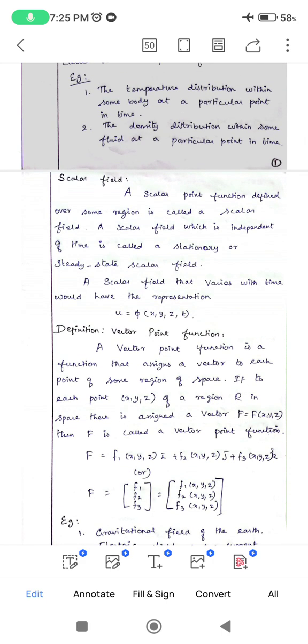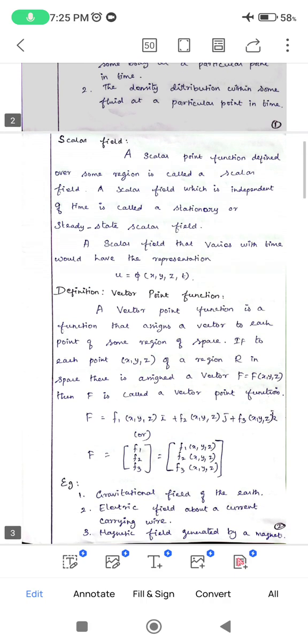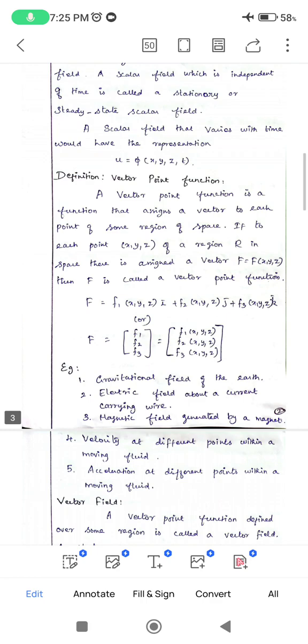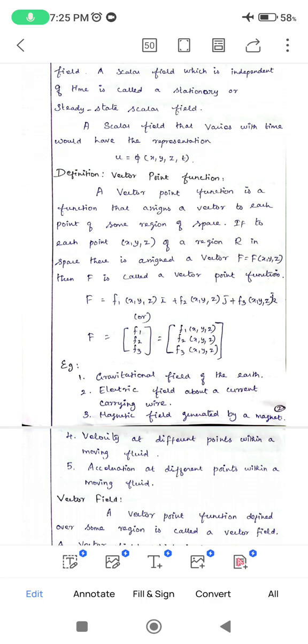Next definition is scalar field. A scalar point function defined over some region is called a scalar field. A scalar field which is independent of time is called a stationary or steady state scalar field. A scalar field that varies with time would have the representation u equal to phi of x, y, z, t. And the next definition is a vector point function.